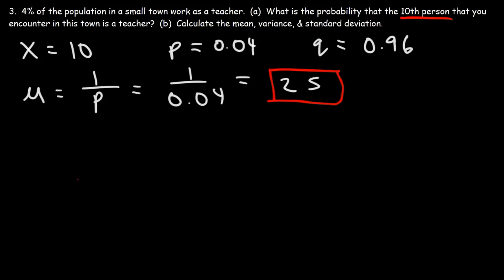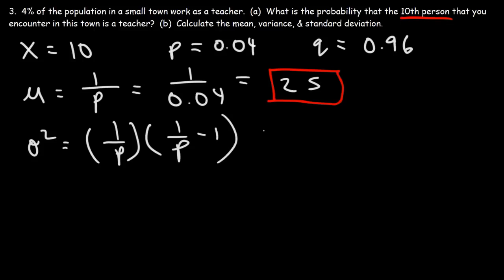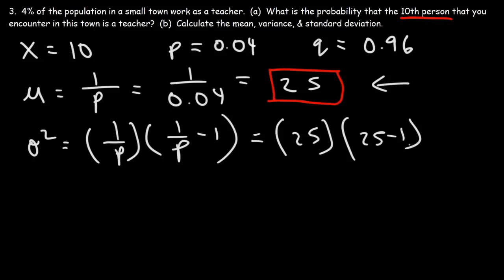Now what about the variance? There's a simple formula that we could use to calculate it. It's sigma squared, which is 1 over P times 1 over P minus 1. Now keep in mind 1 over P is the mean, as we could see here. So 1 over P is 25, and then times 1 over P minus 1, that's 25 minus 1. So this becomes 25 times 24, which is 600. So that's the variance in this problem.